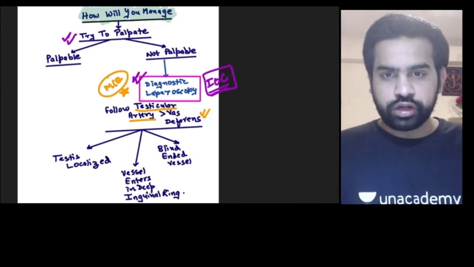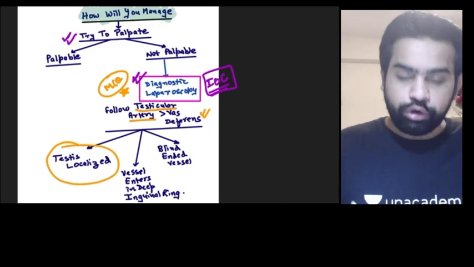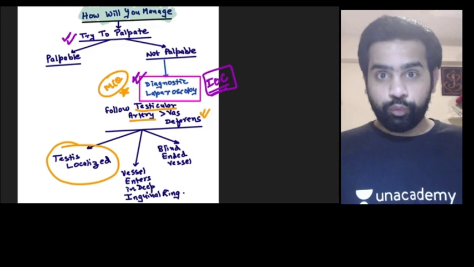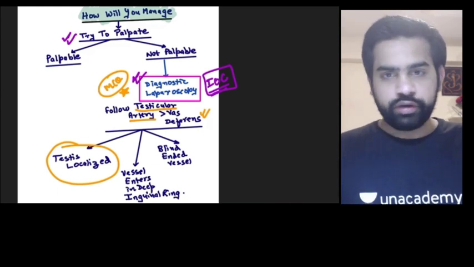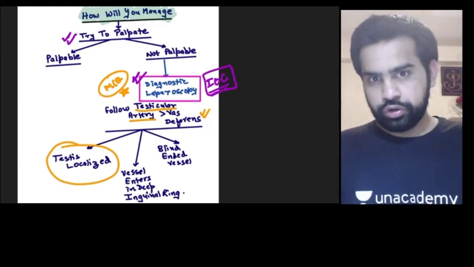Once you follow the testicular artery, you can have 3 scenarios. The first scenario is that you went and you palpated, like you found the testes. If you found the testes, very good. Just do the further planning and bring the testes down to the scrotum and fix it, like as the Orchidopexy at 6 months to 1 year of age. You have to do that.